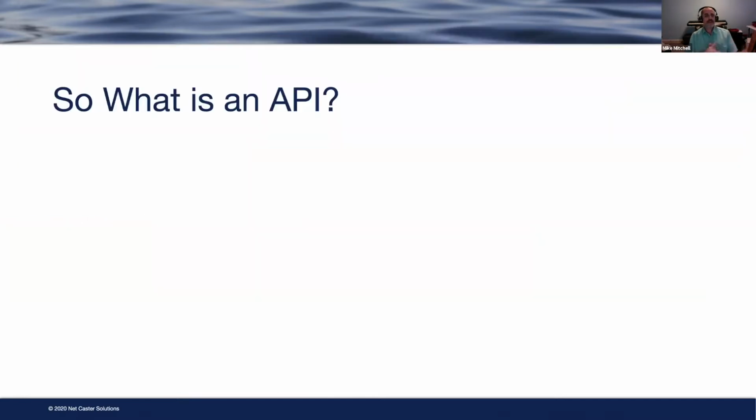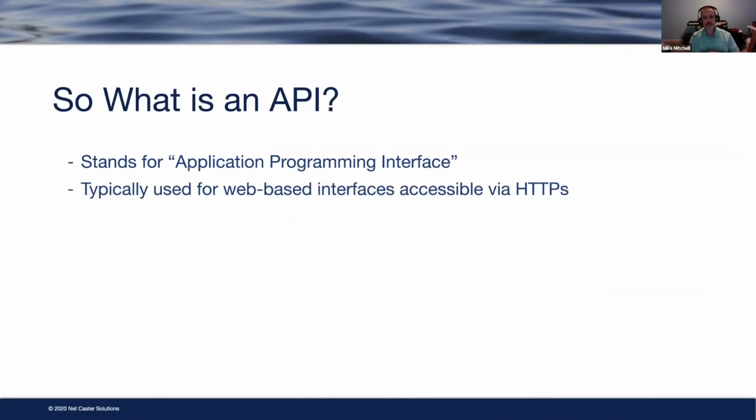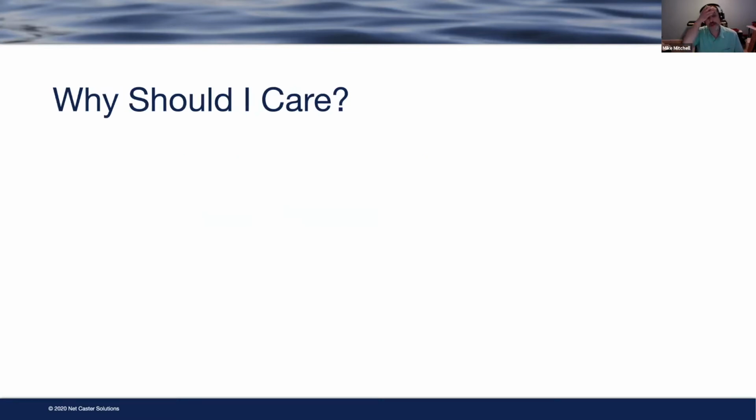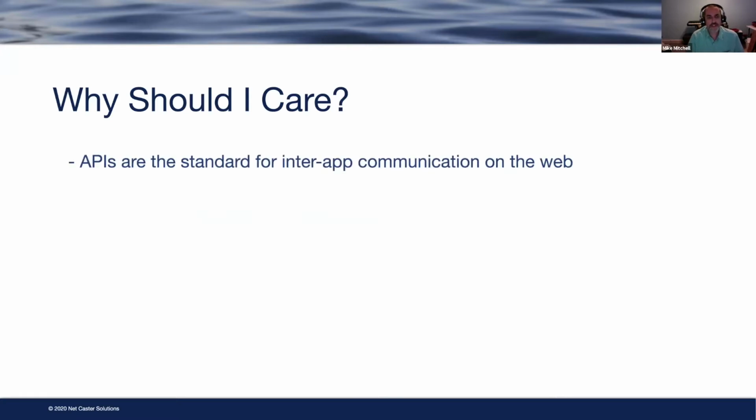All right, so what is an API? Well, API stands for Application Programming Interface. It is typically used for web-based interfaces accessible via secure HTTP. It is the absolute key to the modern web economy. Whenever you see applications talking to each other across the web, they are almost always using some form of API. So that's very nice and exciting, but why should I care? Well, it's the standard for inter-app communication on the web.